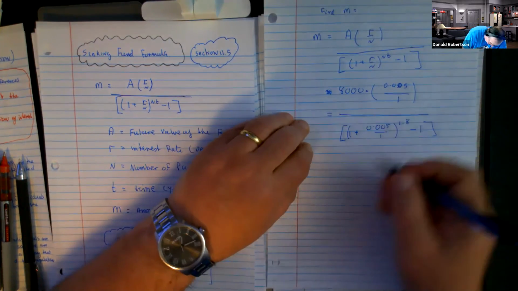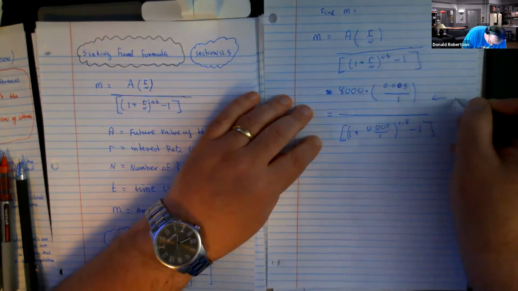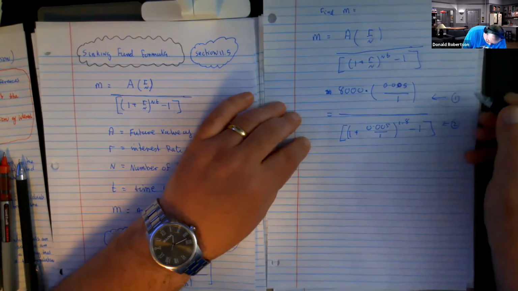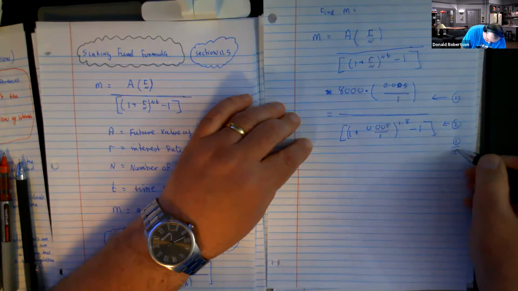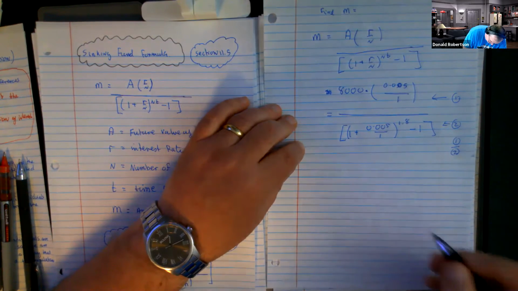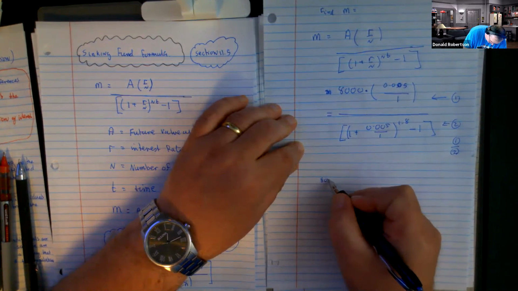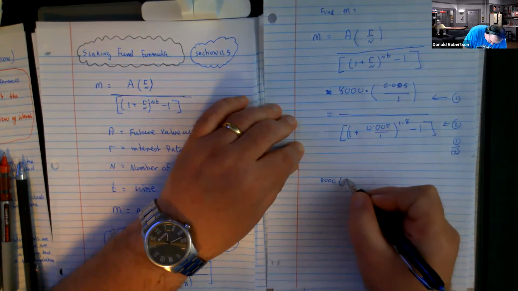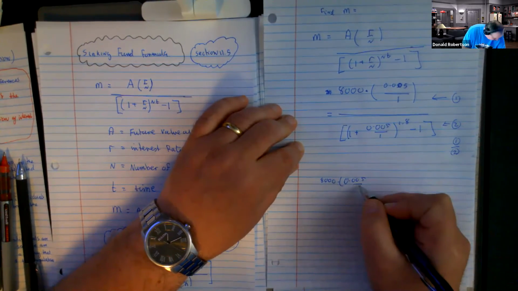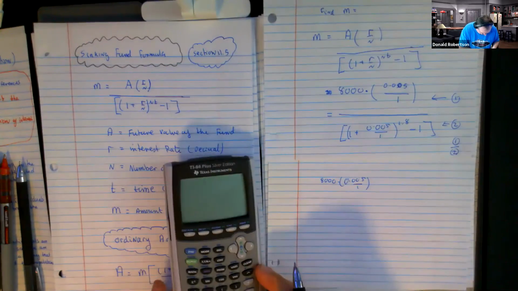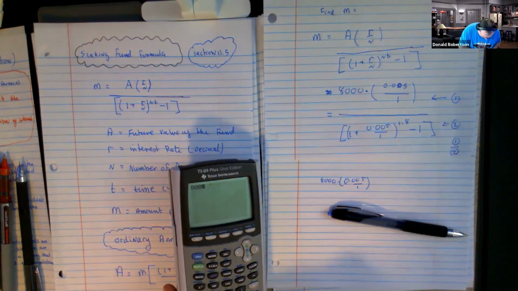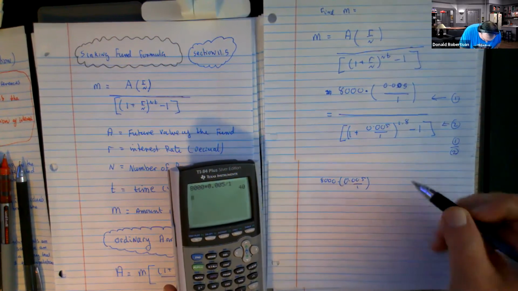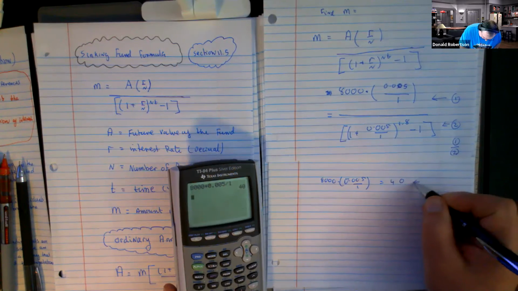So what I'm going to do is break it into 2 chunks. I'm going to find 1, and then I'm going to find 2, and then the answer to 1, I'm going to divide by 2. So it's like a 3-stage process. First I find out what 8,000 times 0.005 over 1 is. I'll do it over here because it's a little easier to see. 8,000 times 0.005 divided by 1, and the answer I get is 40. So the top bit is 40.